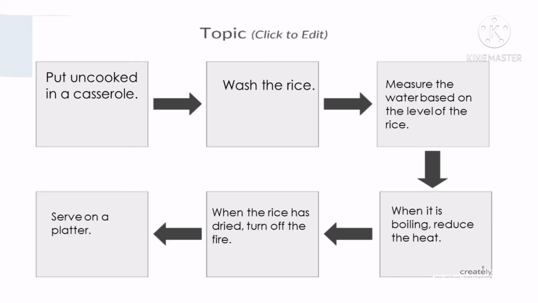On the first step, we have put uncooked rice in a casserole. The next step is to wash the rice. The third step is to measure the water based on the level of the rice. The next step is, when it is boiling, reduce the heat. Next, when the rice has dried, turn off the fire. And lastly, serve on a platter. I hope you got all those answers correctly. Alright, virtual clap everyone, virtual clap.